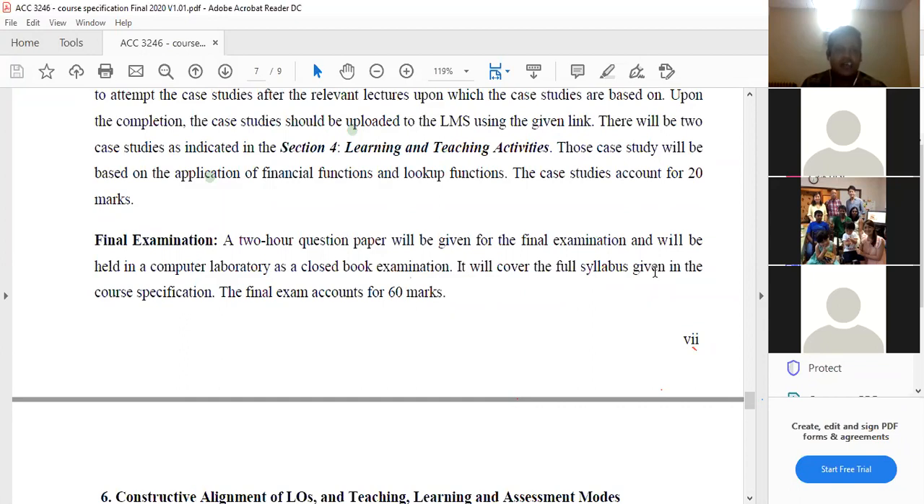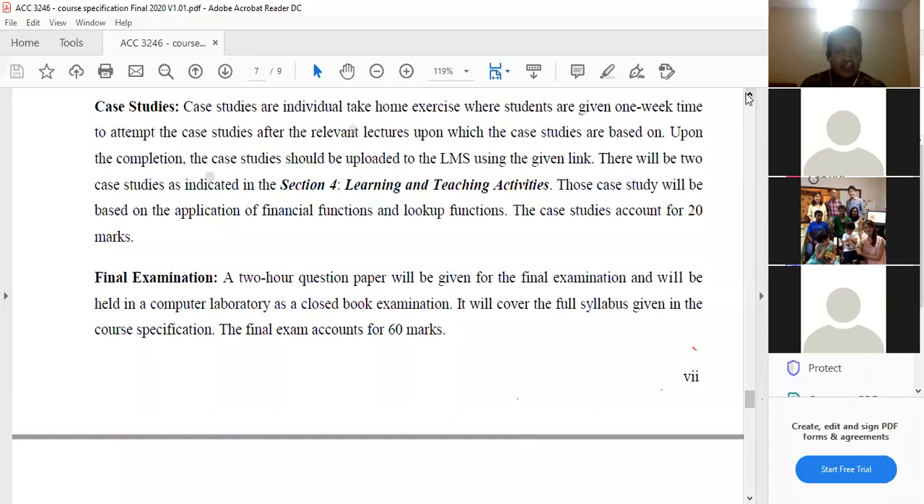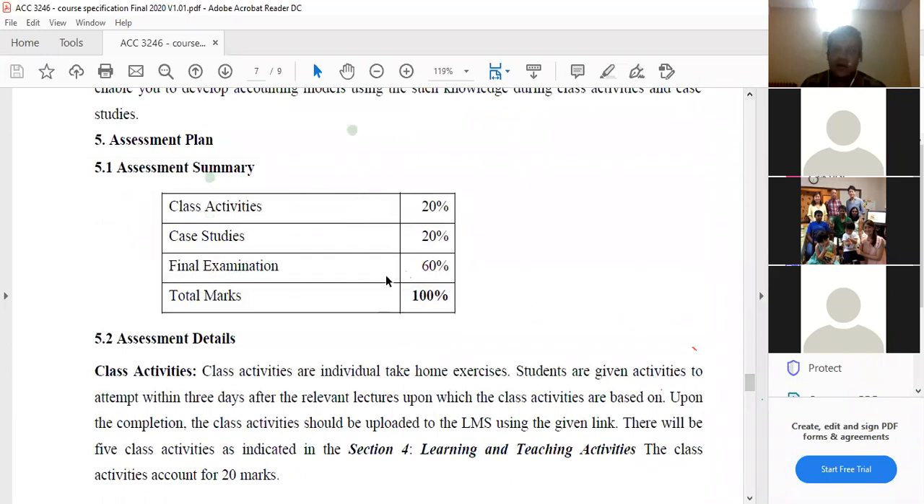So that's how the final exam is expected to be carried out. I believe this is the most important aspect from your point of view, because it's all about the assessment at the end of the day. Now you have a clear idea about how these assessments are carried out.